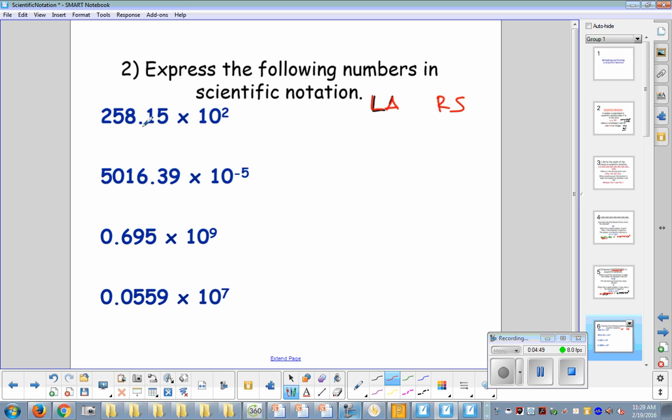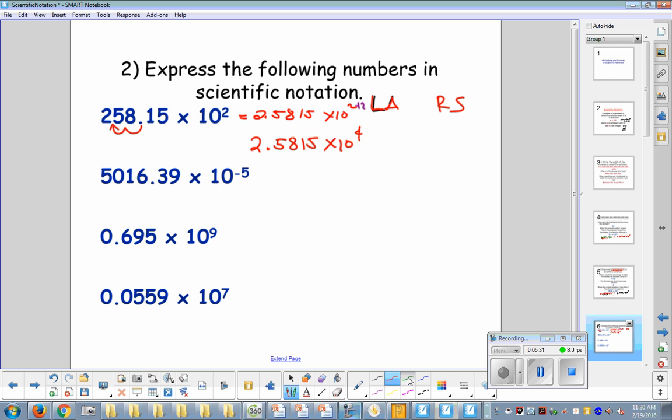So I need my point between 2 and 5. So I'm going to move this twice. So 2.5815 times 10 squared, right? Since I moved to the left, then I have to add. How many times did I move? Twice. So I'm going to add 2 here. So your scientific notation is 2.5815 times 10 raised to 4.